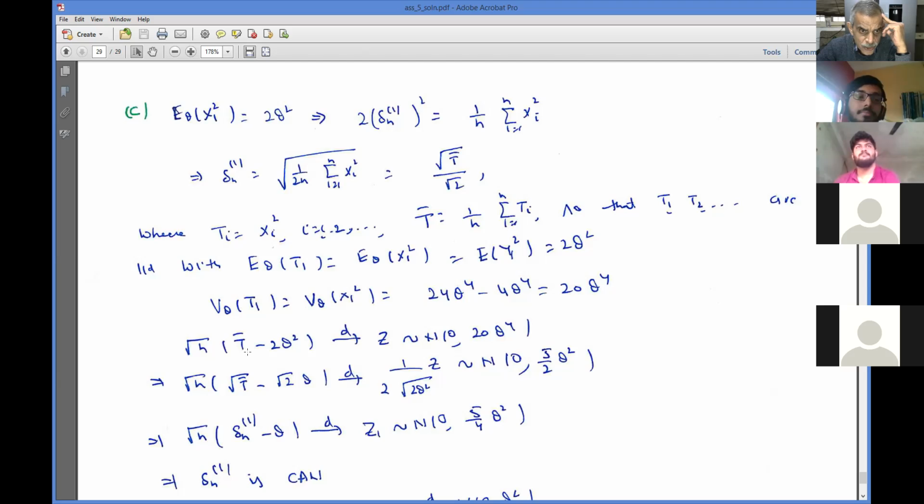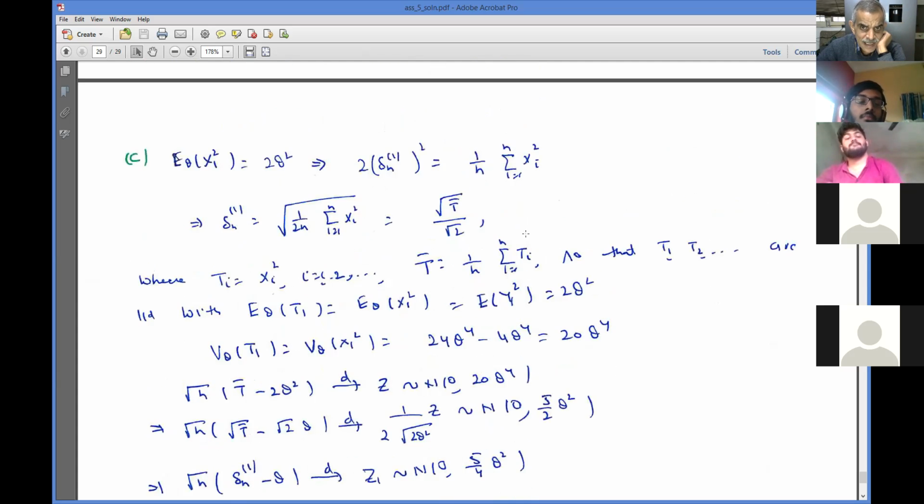Delta method. So root n times root t bar minus square root of twice theta square, which is root 2 theta, goes in distribution to h prime at the mean times z. H prime is for square root, so 1 by 2 root x, at the mean, which is 2 theta square. So 1 by 2 root 2 theta square times z, which is nothing but normal 0. This was already 20 theta to power 4, so here it will come 20 by 8 theta square, and this becomes 5 by 2 theta square. Is that okay?